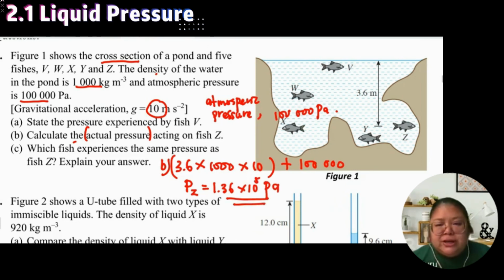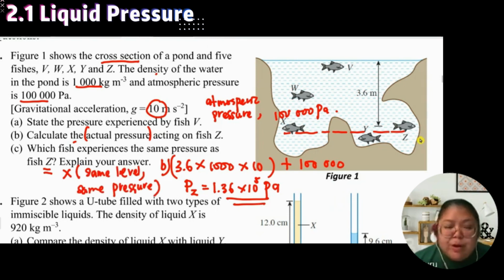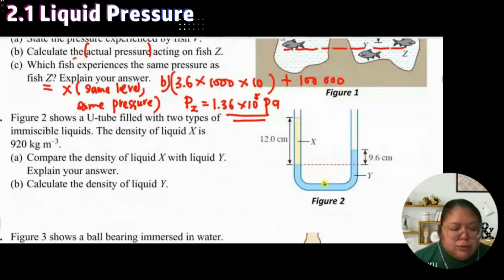For part C, which fish experiences the same pressure as Z? Which one is the same as Z? Fish X, because same level. Okay, same level. There's a reason. So the answer: same level, same pressure. Same level, you can also say same depth. When the depth is the same, the level should be the same. So we go to question number 2.